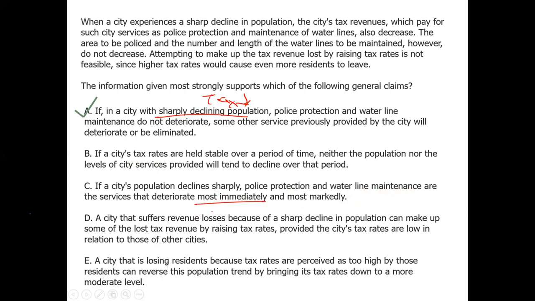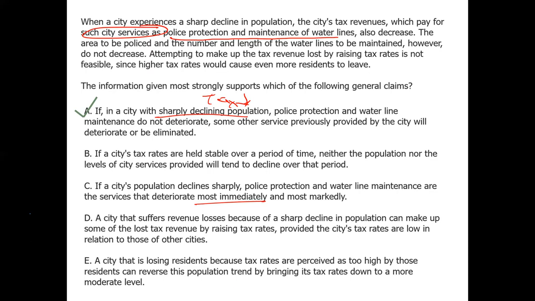Incidentally, I should have also explained this, that police protection and maintenance of water lines is given to us as an example only, which pay for such city services as, which means this is just an example of the two services that the city services pay for.